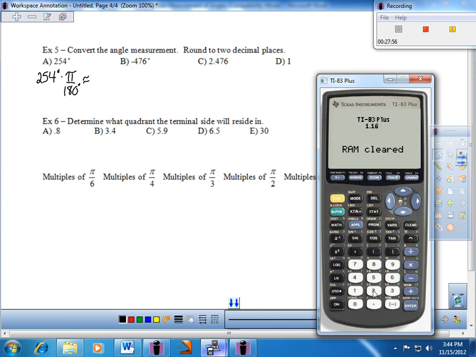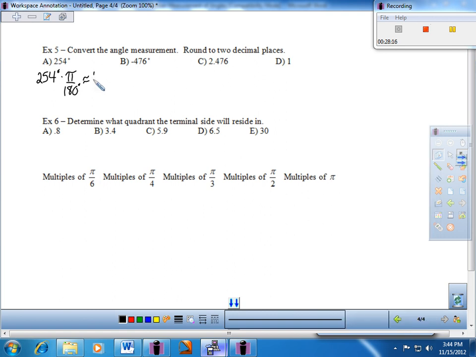And I'm going to do exactly this, everybody, and I hope you did the same. 240 times pi, just remember that pi button right there, and then divide by 180. And that's all you have to do. In this particular situation, again, it's not exact, but to 2 decimal places, 254 degrees is about 4.43 radians.